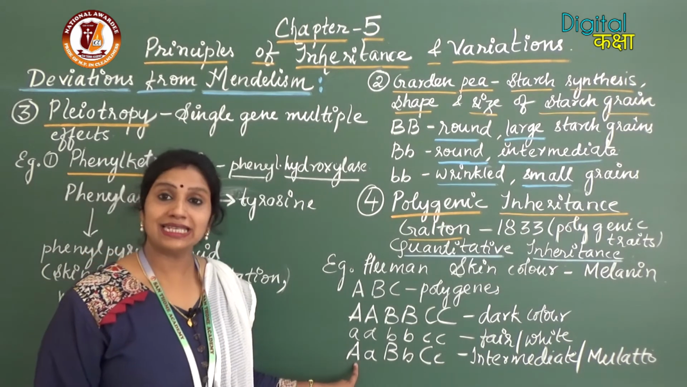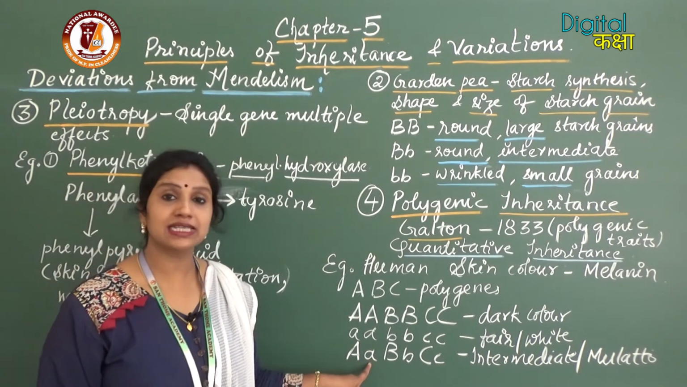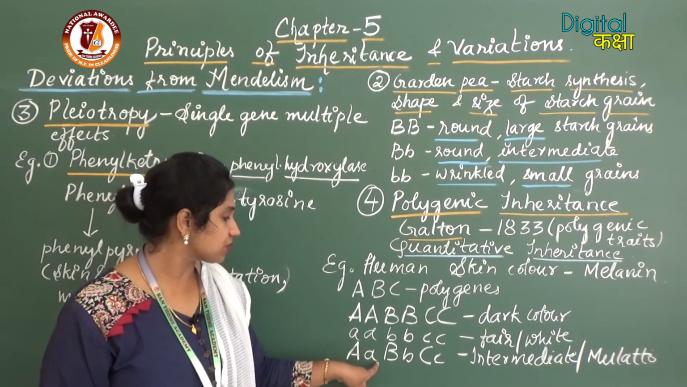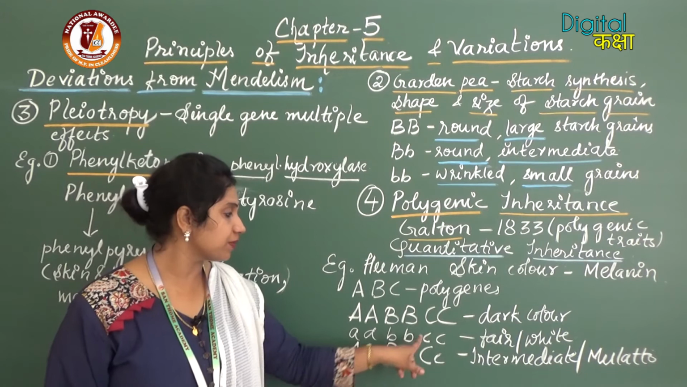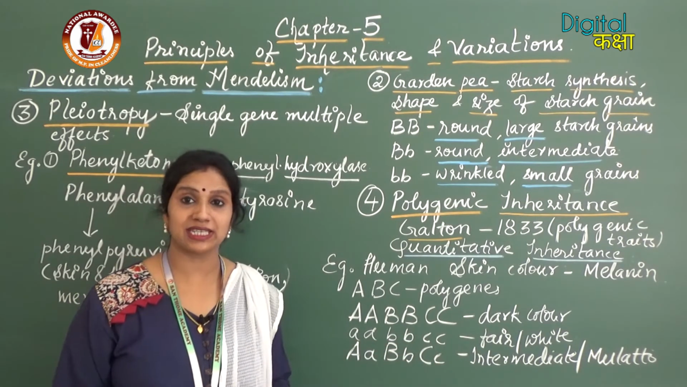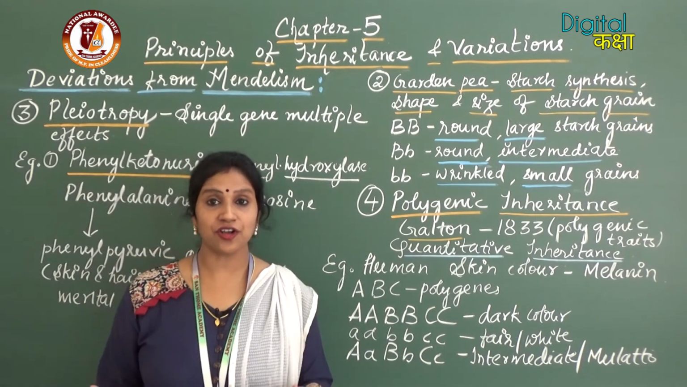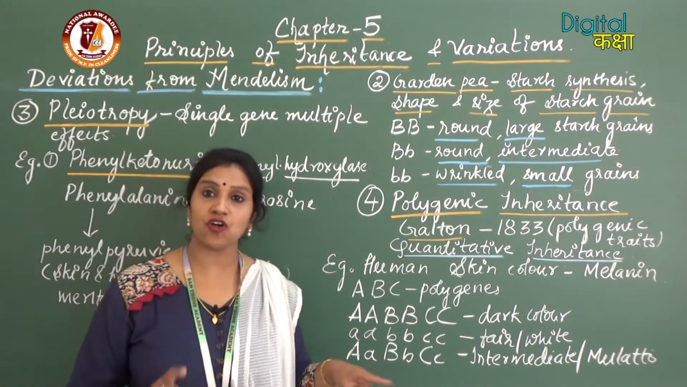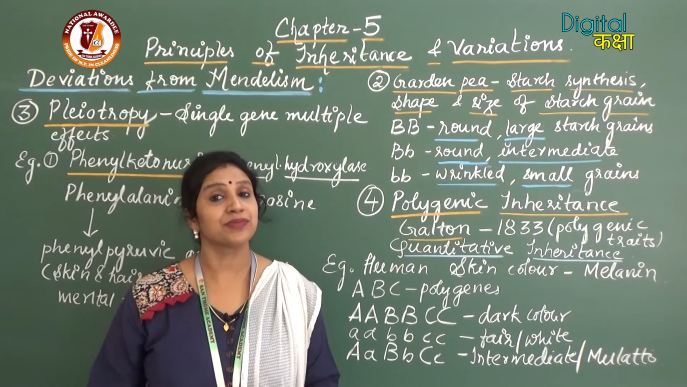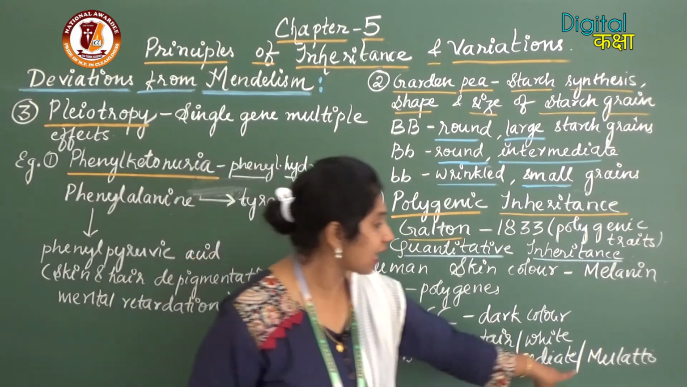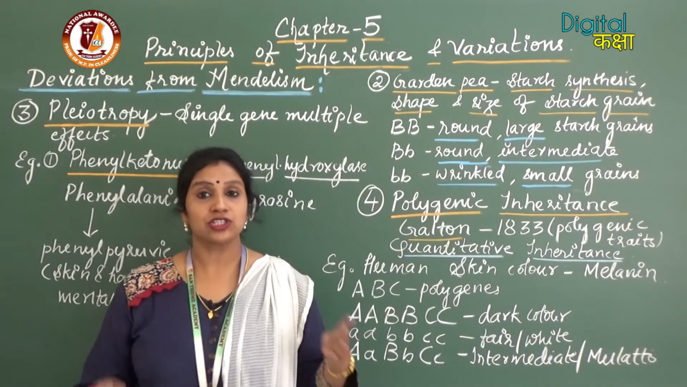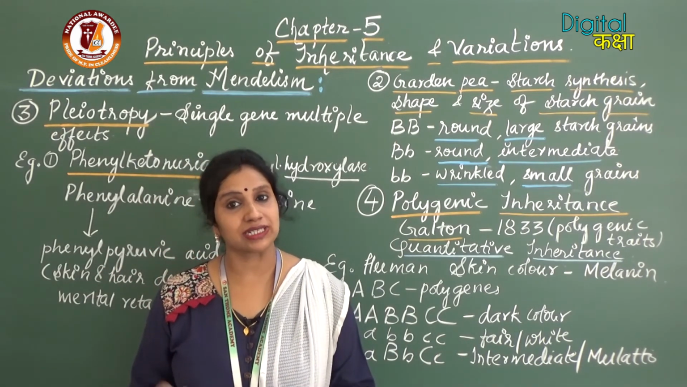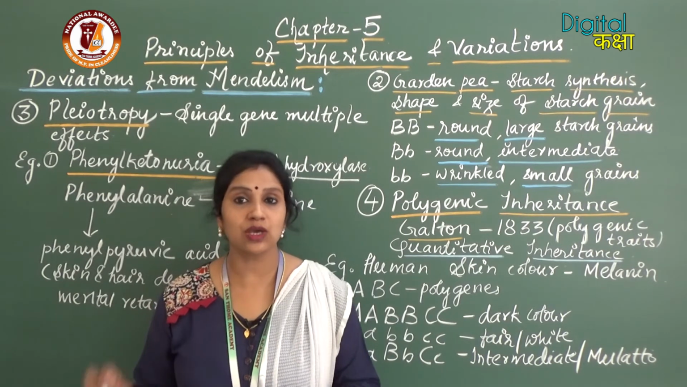Now coming to the third combination, which is about the intermediate color between dark and white. Here one allele is dominant and the other is recessive, meaning the condition is heterozygous: capital A, small a, capital B, small b, capital C, small c. In this case, the color of the person is intermediate. If this combination of alleles is present in a person, that person is called a mulatto. So in the case of a mulatto, the intermediate color is there between dark and white.